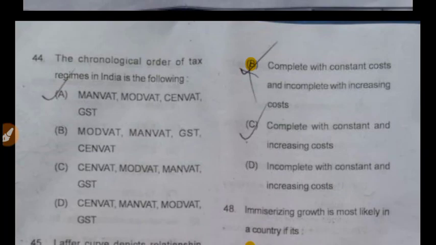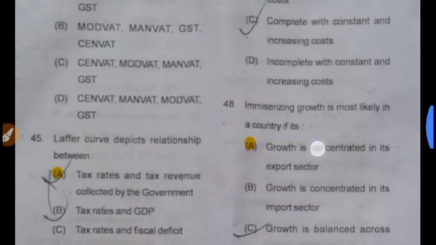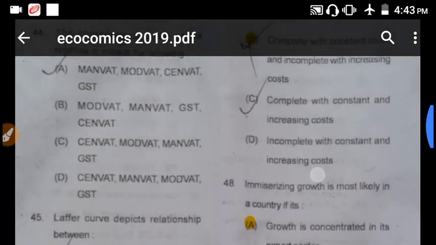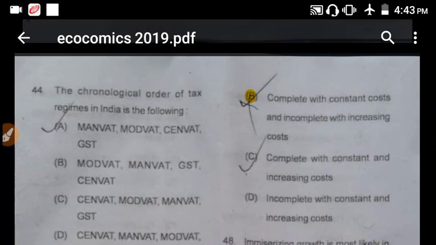With trade, specialization in production is likely to be complete with constant cost and incomplete with increasing cost. This is the concept. When a country achieves full specialization in production, the PPC will be constant. If in both goods a country achieves full specialization, then it will be constant cost. When in one good a country achieves specialization but in the other good has not, then it will be increasing cost. So incomplete specialization means increasing cost. Here the correct answer is B.